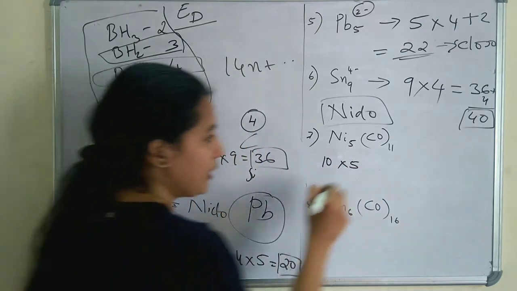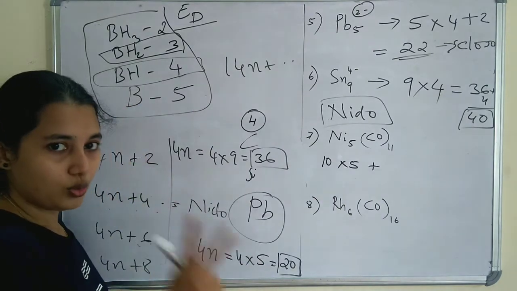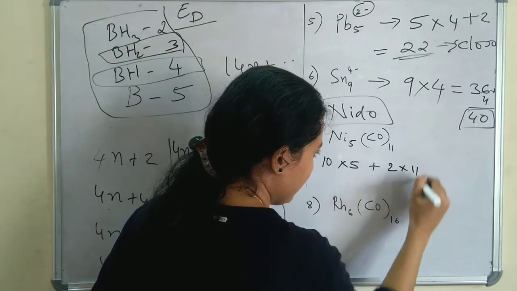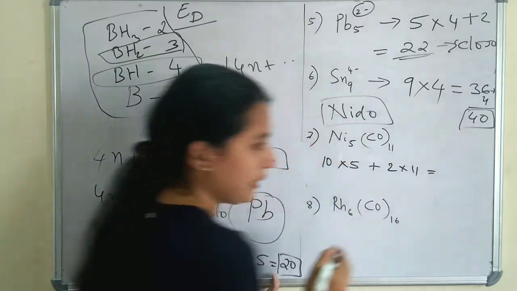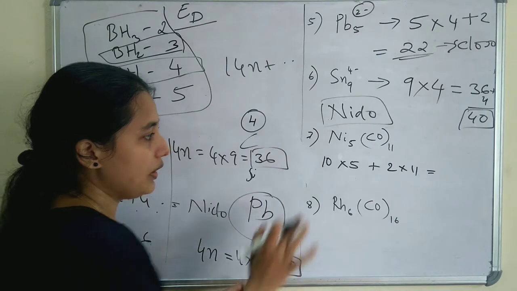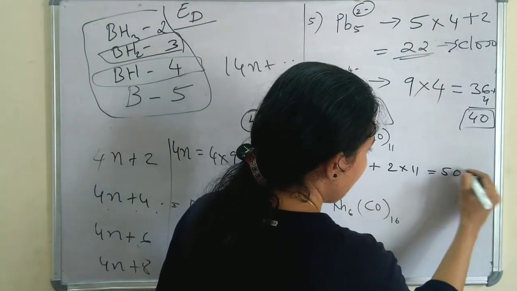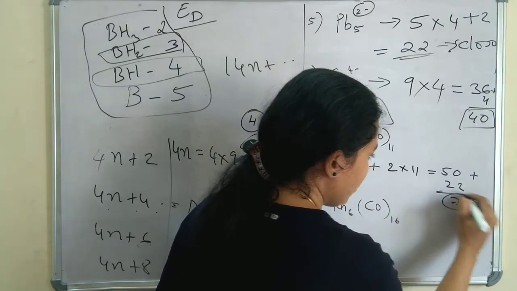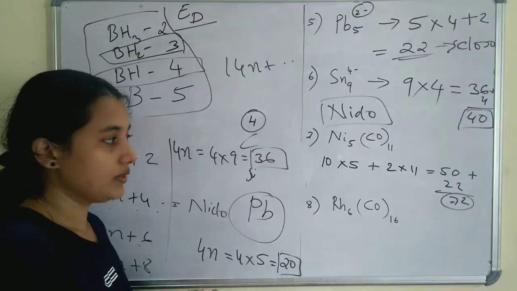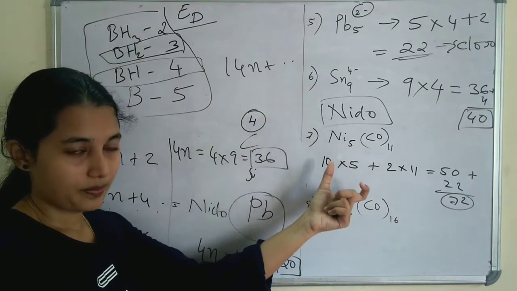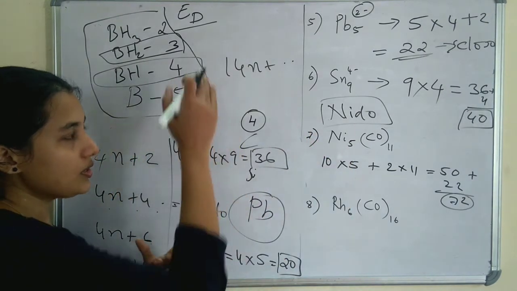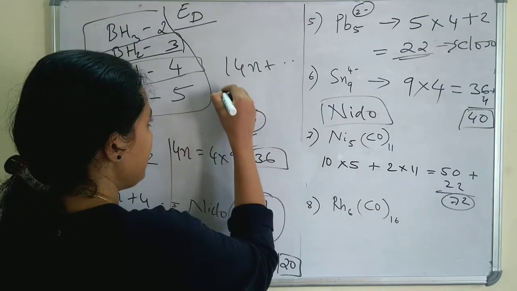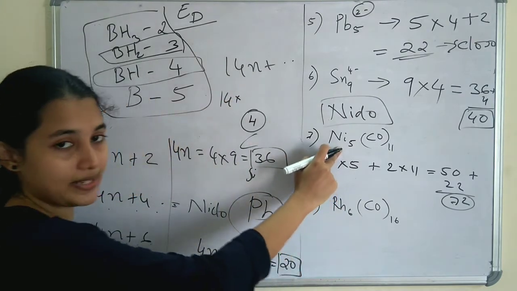10 into 5, plus each CO gives 2 electrons. 11 CO are there, so 2 into 11. The total number of electrons in this complex is 50 plus 22, which is 72. Total 72 electrons are there in this complex. Now we have to find the structure. So we will use 14n, where n is the number of metal atoms.